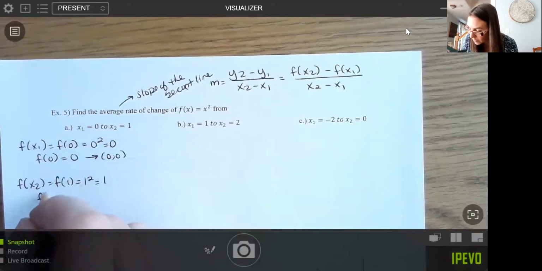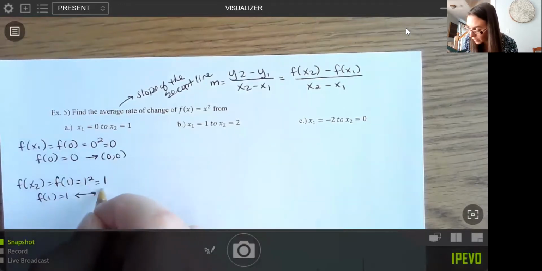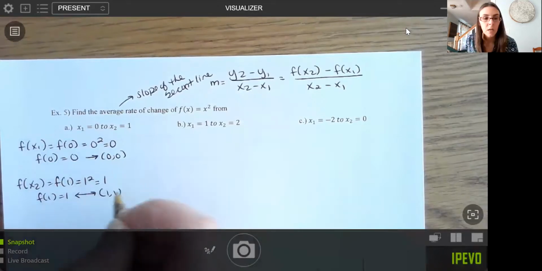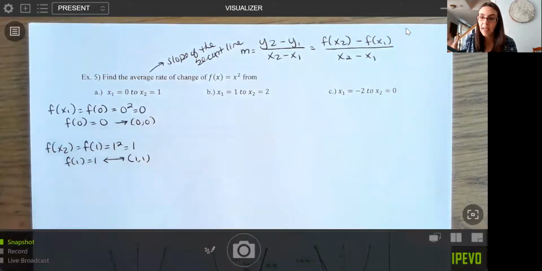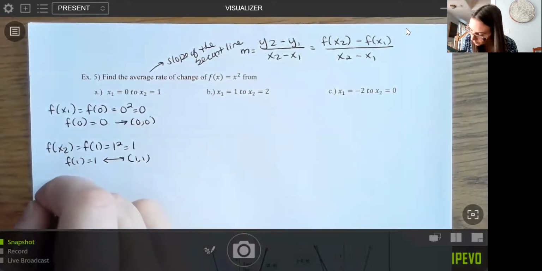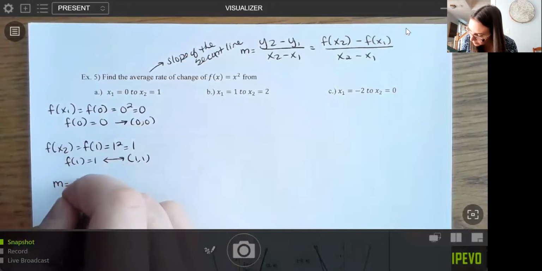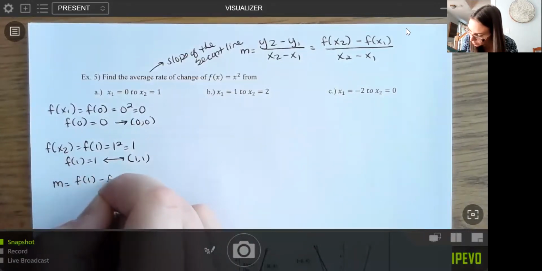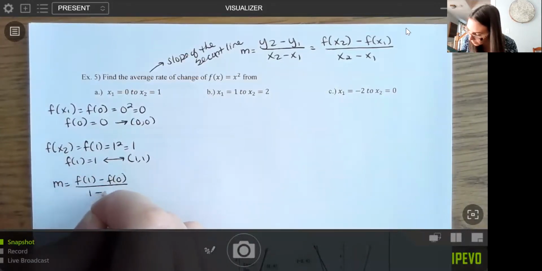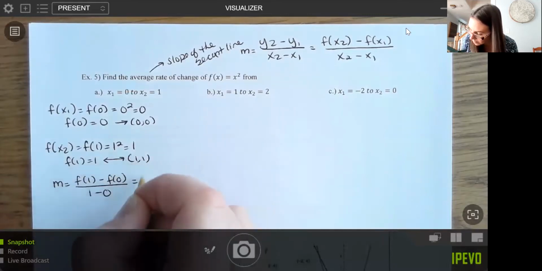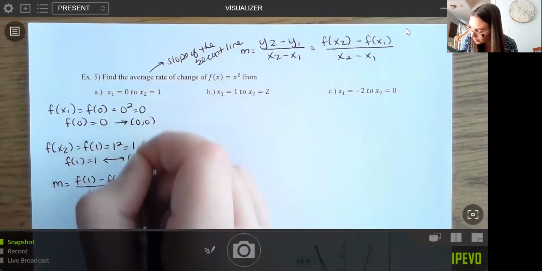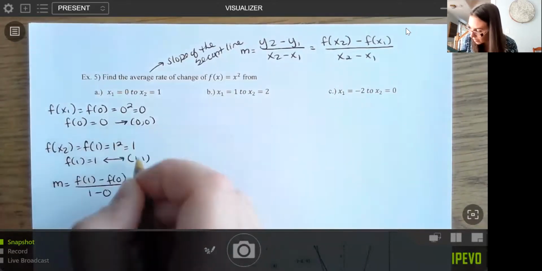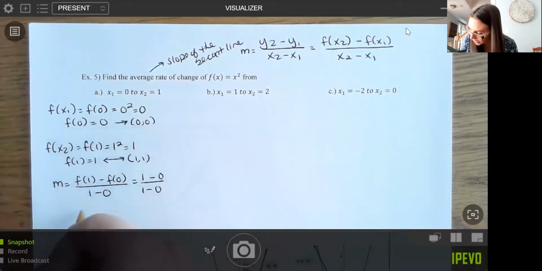So f of 1 is equal to 1, but that's the same thing as having the point (1, 1). So if you don't like the function notation, just change it to points. And now you can just find your slope as usual. So when I subtract f of 1 minus f of 0 over 1 minus 0, my f of 1 value is 1, my f of 0 value is 0. So I'm subtracting the y values on the top, and then I'm subtracting the x values on the bottom. And what I get here is 1 over 1, or 1.